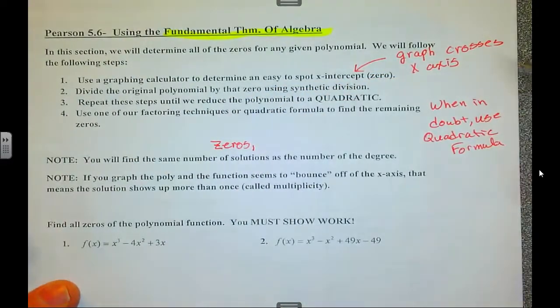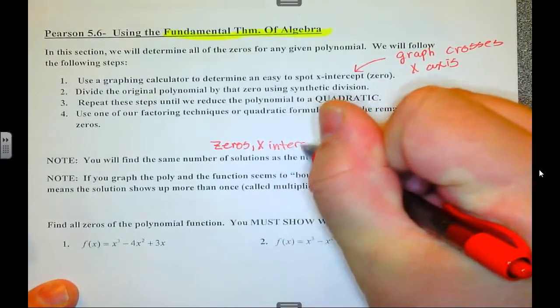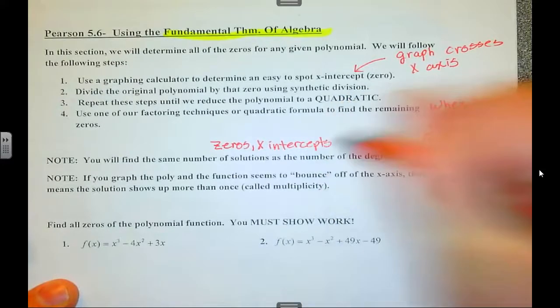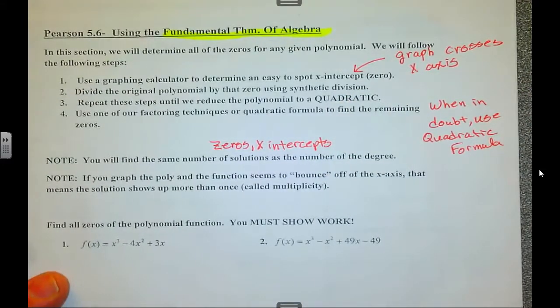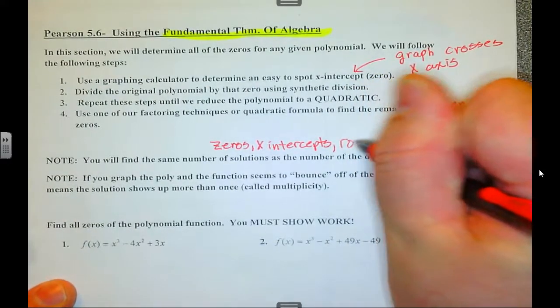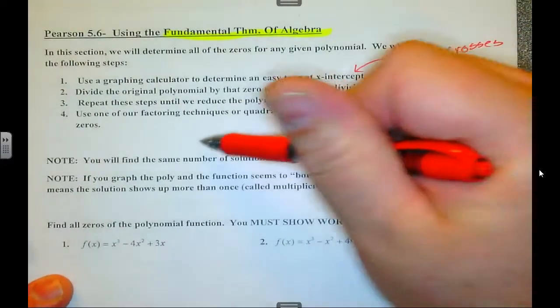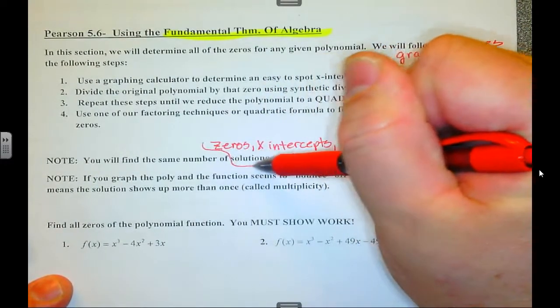Solutions, zeros, x-intercepts. All kinds of different names. So you guys have to be aware because I use all kinds of different names for our zeros: x-intercepts, roots, solutions, okay? These mean all the same thing.